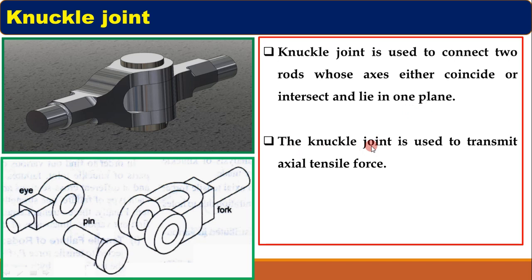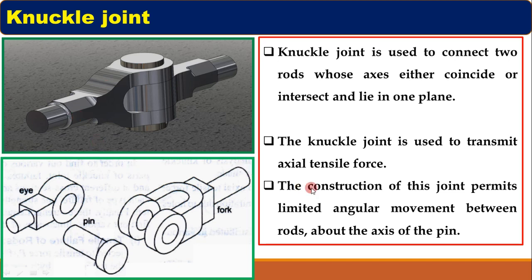The knuckle joint is used to transmit the axial tensile force. As I explained, these two rods are subjected to tensile force. That means if you apply the tensile force on this rod, it will be transferred to the other rod through this knuckle joint. So we can say that the knuckle joint is used to transfer the axial tensile force. If you apply the tensile force on this end of the rod, it will be transferred to the other end of the rod through this knuckle joint.